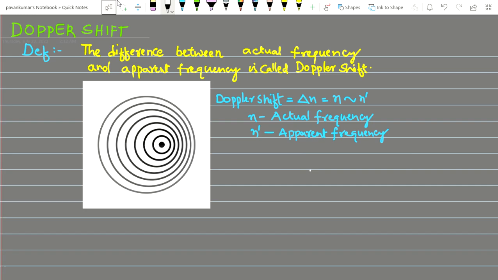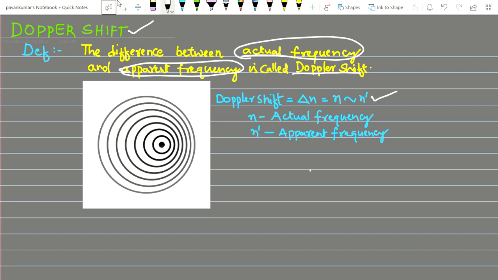Today we will discuss the Doppler shift. Doppler shift is defined as the difference between actual frequency and apparent frequency of a sound wave. The formula for Doppler shift is given by delta n is equal to n minus n dash.